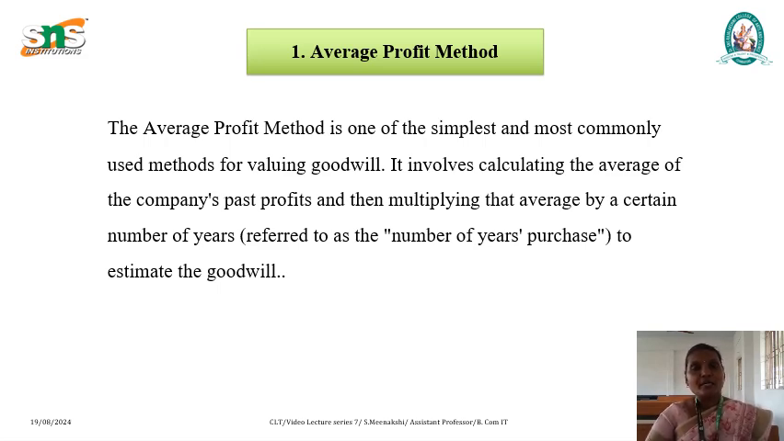Average profit method. The average profit method is one of the simplest and most commonly used methods for valuing goodwill. It involves calculating the average of the company's past profits and then multiplying the average by a certain number of years.